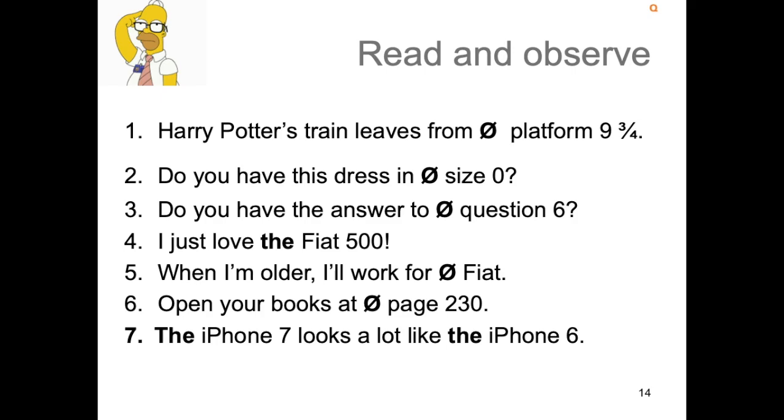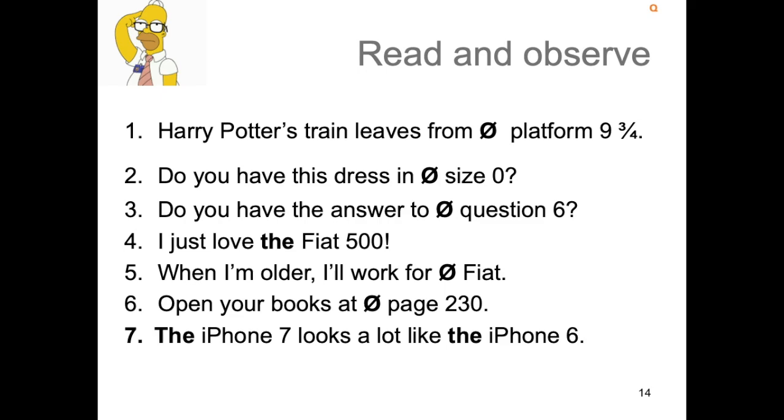So what do you notice? Well, the examples seem to follow the rule. Platform 9¾, you don't need the article because you know which platform you're talking about. Same with question 6, page 230, or size 0. Okay, the reference is identified thanks to the number. So what about the Fiat 500 or the iPhone 6? Well, take a closer look. Yes, you find out. This is not a common noun, these are proper nouns.